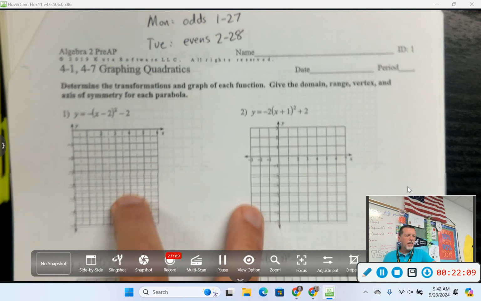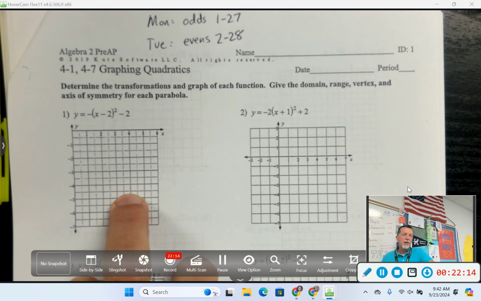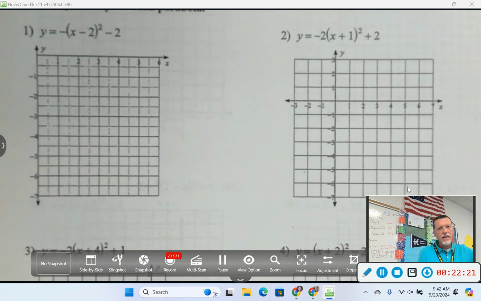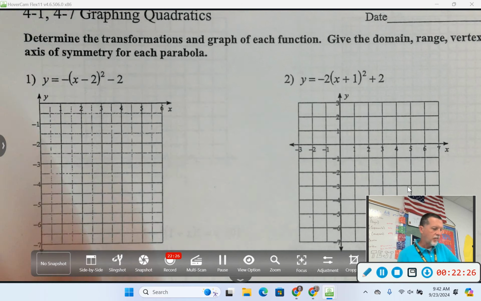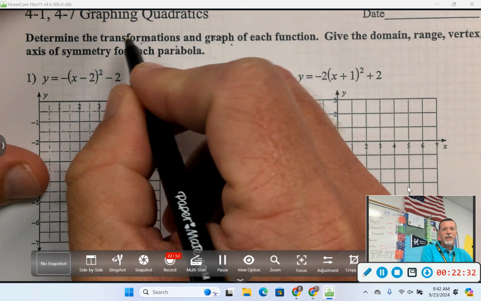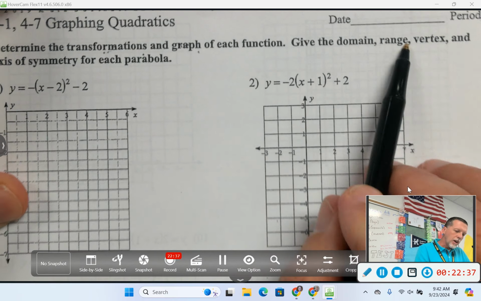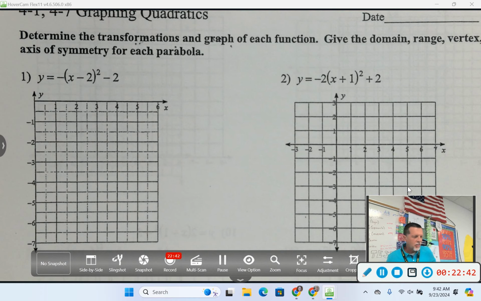Now, let's do a couple together. And then, again, tomorrow, all I'll do is answer questions from the odds and maybe work a couple from the evens, and you'll have lots of time in class to work tomorrow. So let's do number 1 together here. Oh, let's also read the directions because it asks for a lot of stuff. Determine the transformations and graph each function. Okay, well, those go together. Like, you find the transformation so you can graph. And then give the domain, range, vertex, and axis of symmetry. Just make sure you answer all the questions on this worksheet because there's a lot of stuff going on.